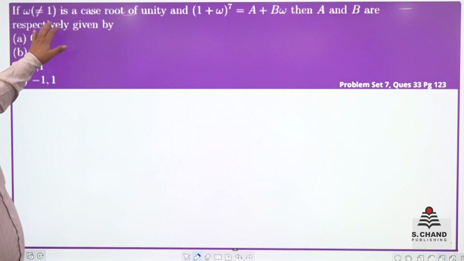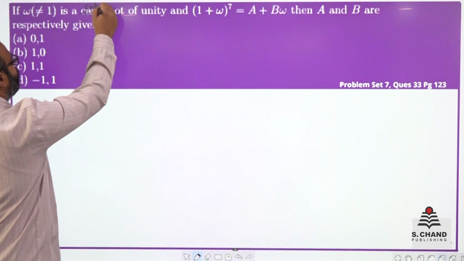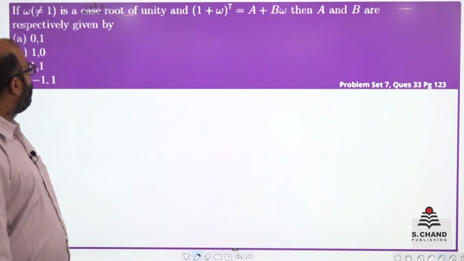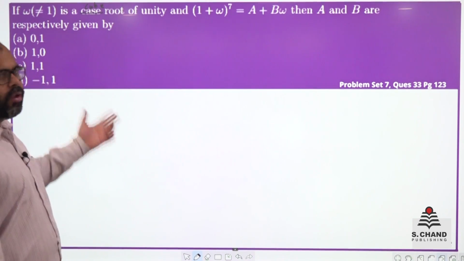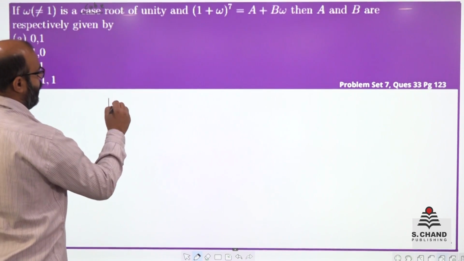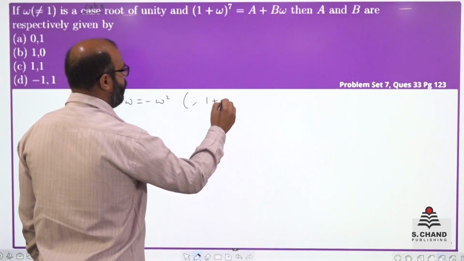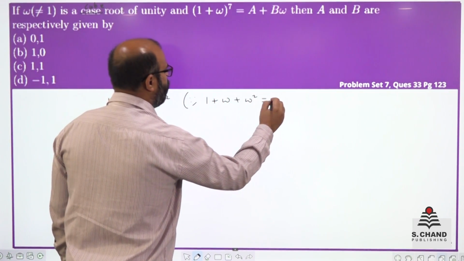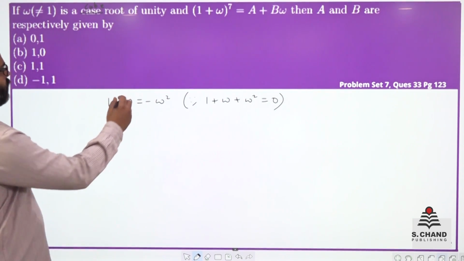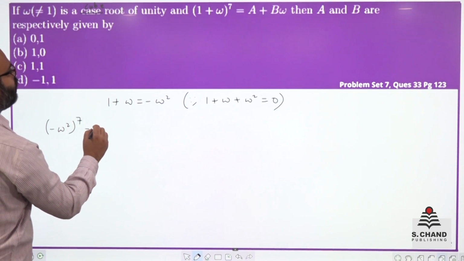If omega not equal to 1 is a cube root of unity, and 1 plus omega to the power 7 is equal to a plus b omega, then a and b respectively are given by. So you have to find the values of a and b. Here 1 plus omega can be written as minus omega square. Why is it so? Because 1 plus omega plus omega square is equal to 0. Sum of the cube roots of unity is equal to 0. When we substitute it here, this will be minus omega square to the power 7 is equal to a plus b omega.